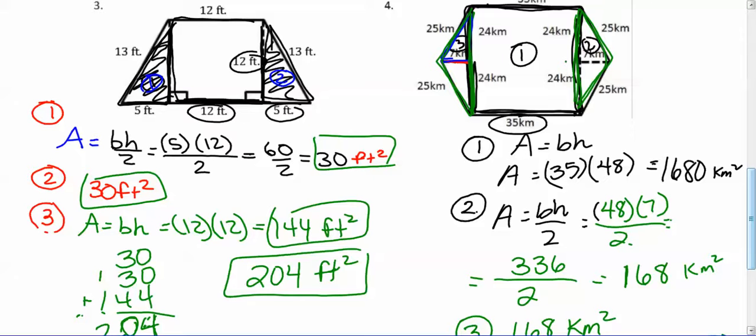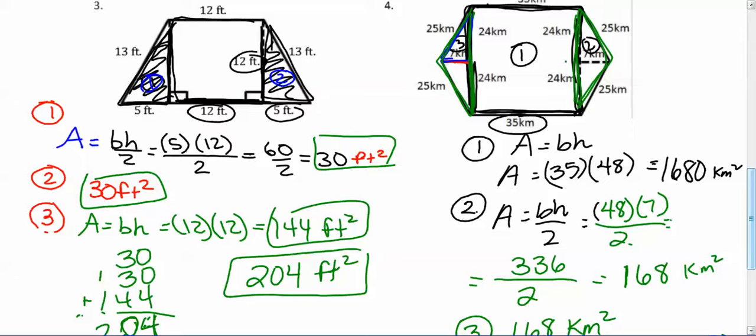The middle section is a square. We have a 12-foot by 12-foot section. Area equals base times height for any parallelogram. For a square, though, it's the same number, so it's really side squared, and that will give you 144. That gives us a total of 204 square feet when we add all of those 3 sections together.